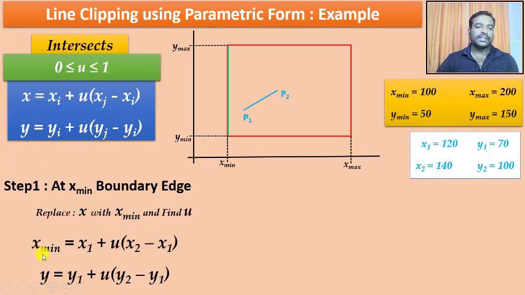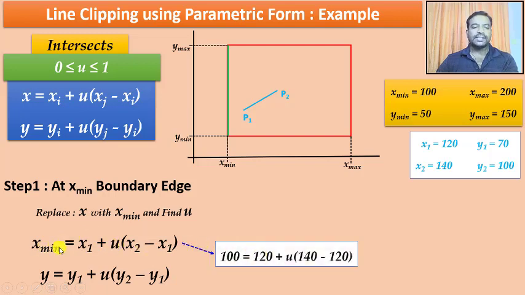Hence, x is replaced with x minimum, and right now I am talking about P1 and P2. P1 is made up of x1 and y1. So right now this is a line, hence I replace x with x1 plus u times (x2 minus x1), that is the x value of point 2 minus the x value of point 1. That is what this form is going to do. And the y values: y equals y1 plus u times (y2 minus y1). So now we will find the u value by solving this equation.